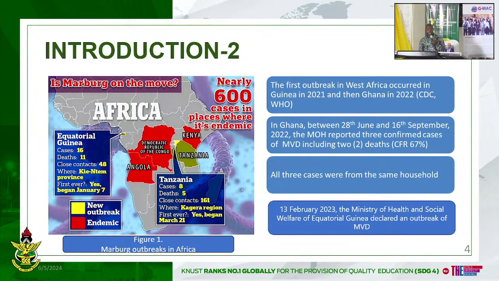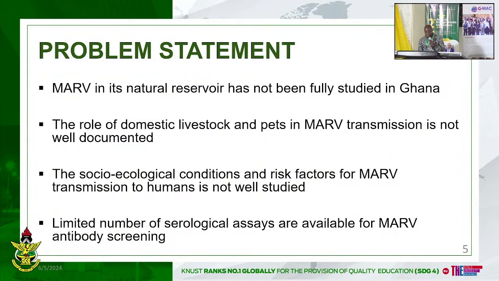The first case in West Africa happened in 2021 in Guinea, Equatorial Guinea. Then in 2022 we have Ghana. In 2023 we have Equatorial Guinea. So it is spreading in West Africa. But what is the problem now?